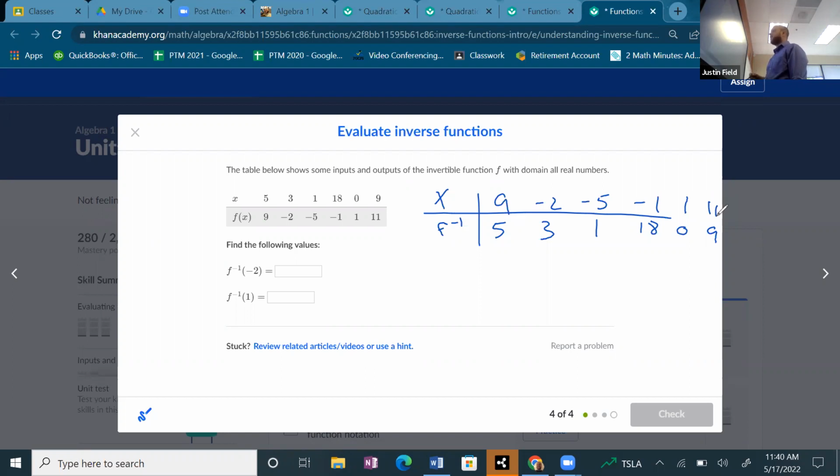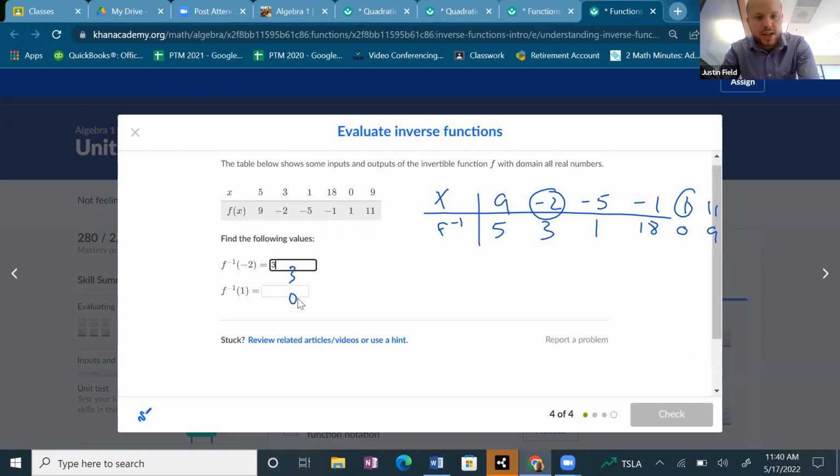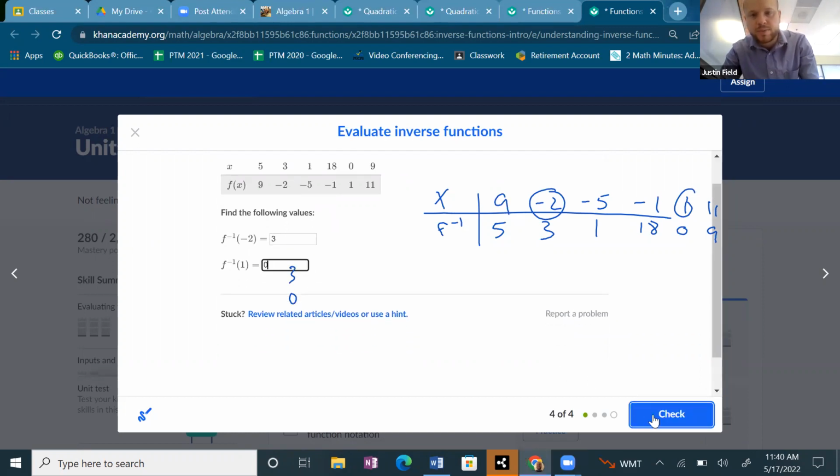All right, so what's f inverse of -2? Well, let's see, that's 3. And f of 1 is 0. 3, 0. Let's end on a good note here.